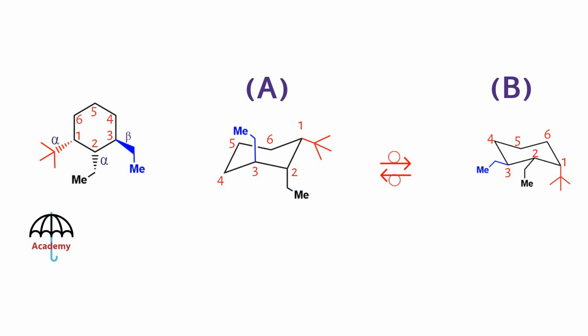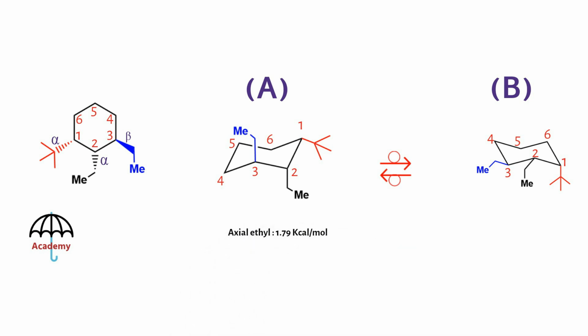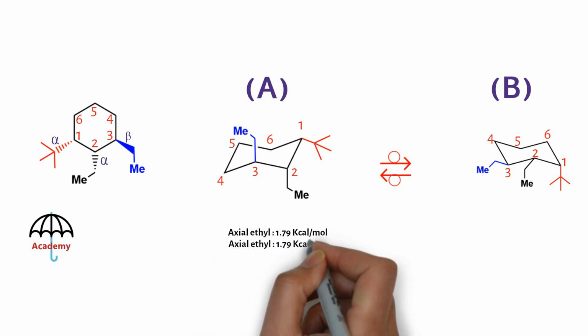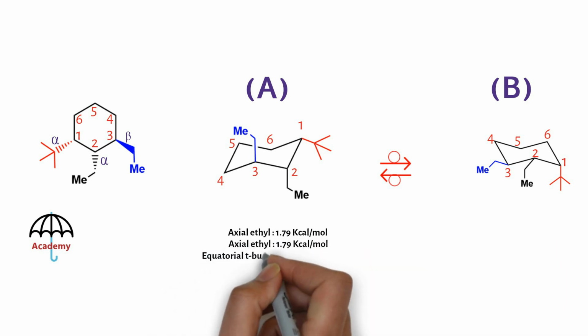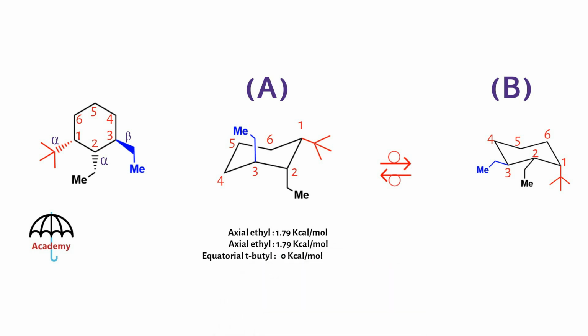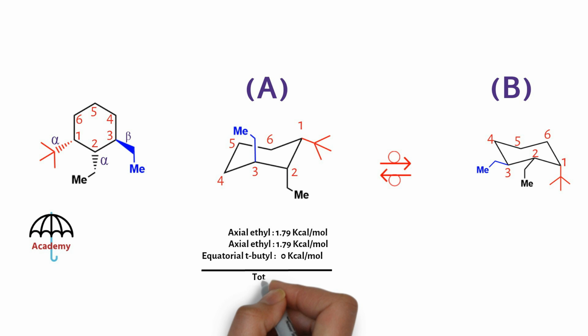In the conformer A, each axial ethyl group contributes 1.79 kilocalories per mole torsional strain. Equatorial tertiary butyl group does not contribute anything to torsional strain. Total torsional strain in this conformer is 3.58 kilocalories per mole.